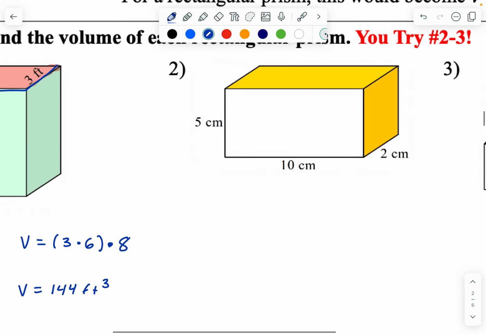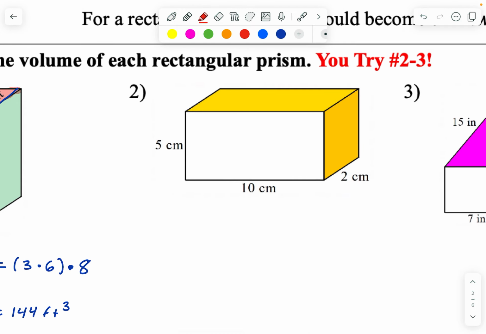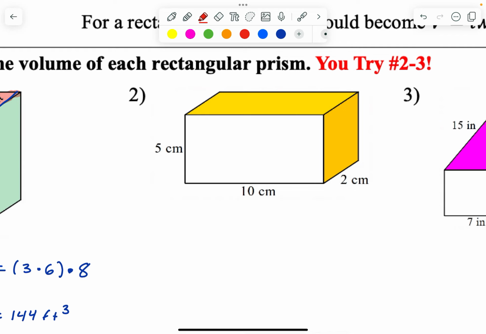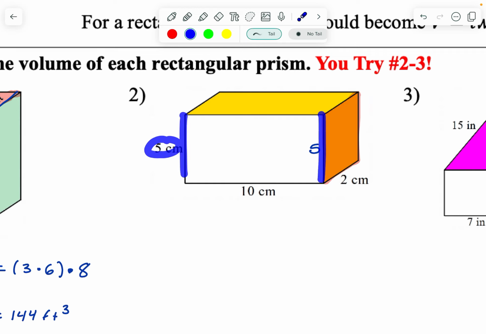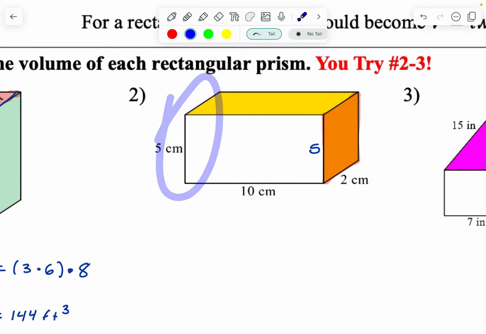Okay, for the next one, I'm again going to identify which side I want to be my base. You can pick any of them. I'm going to pick that side on the right. That rectangle is my base. I know the dimensions of that rectangle, 2 by 5. I know that's 5 because this side right here is also 5. So my base is a 2 by 5 rectangle, and the distance between the bases is 10. Because again, over here I have another base.